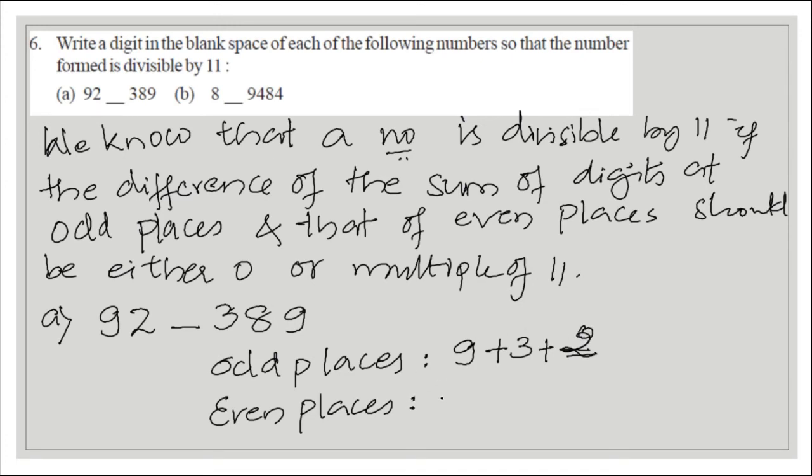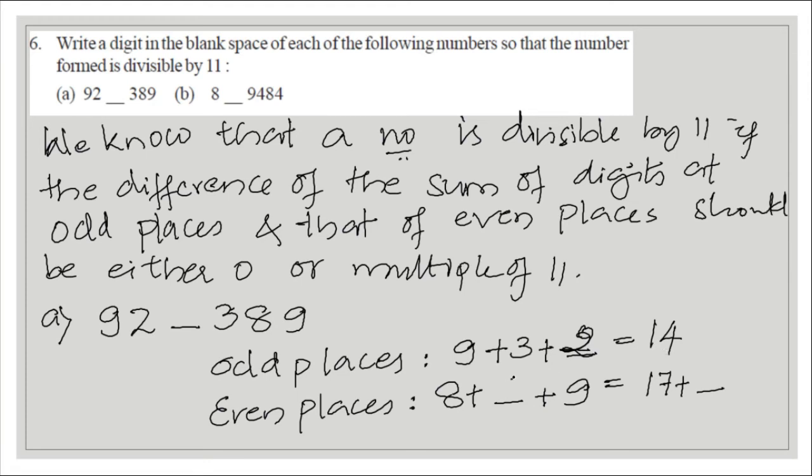The even places are 8 plus blank plus 9. Here the sum becomes 14. Here the sum is 17 plus blank. Now the difference has to be either 0 or a multiple of 11. If I consider some digit here, it exceeds 14, so we cannot get 0.